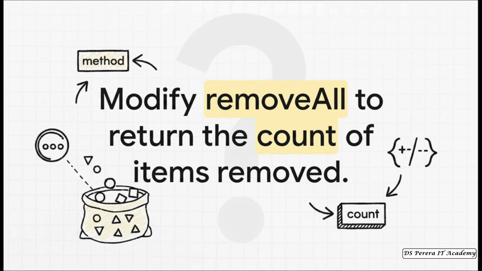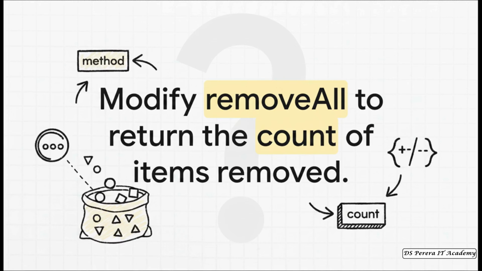And now for your exercise. This is a very common style of question you might see on an exam. Take the removeAll method we just wrote. Can you modify it so that instead of returning void, nothing, it returns an int that represents the total number of items that were successfully removed?